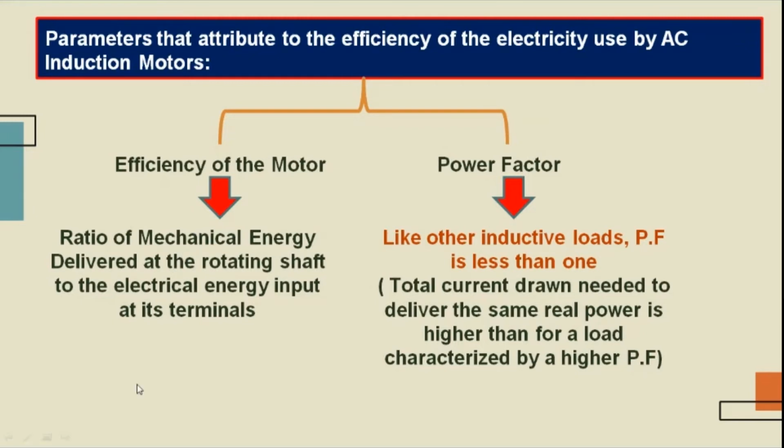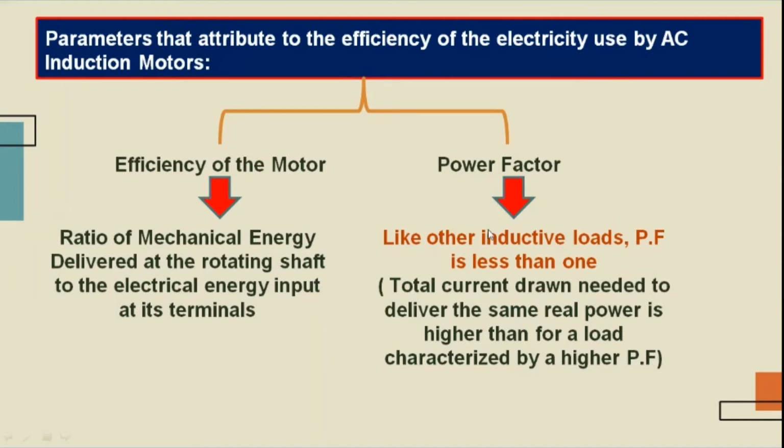So, what should be our aim? Our aim should be to reduce the electrical energy input at the terminal. If we can reduce this electrical energy input at the terminal for a given RPM required for the mechanical energy at the rotating shaft, then we can increase the efficiency in a very optimized way. There are various ways by which we can reduce the electrical energy input at the terminals. We will see them in the coming part.